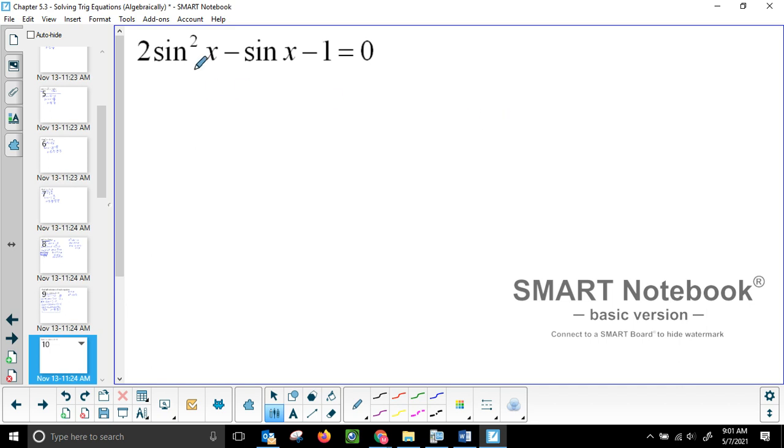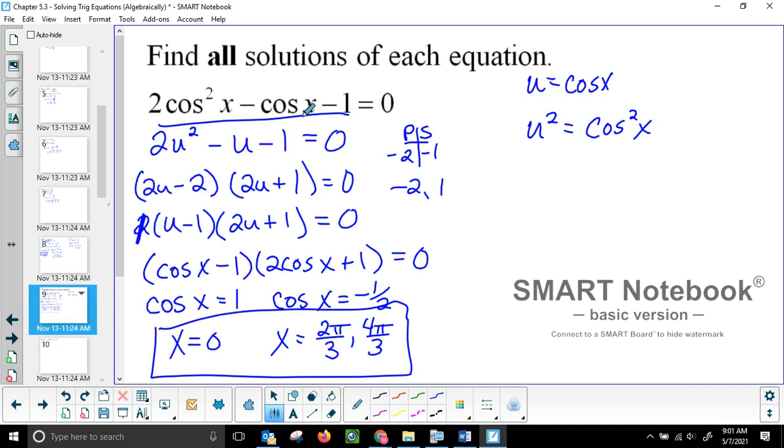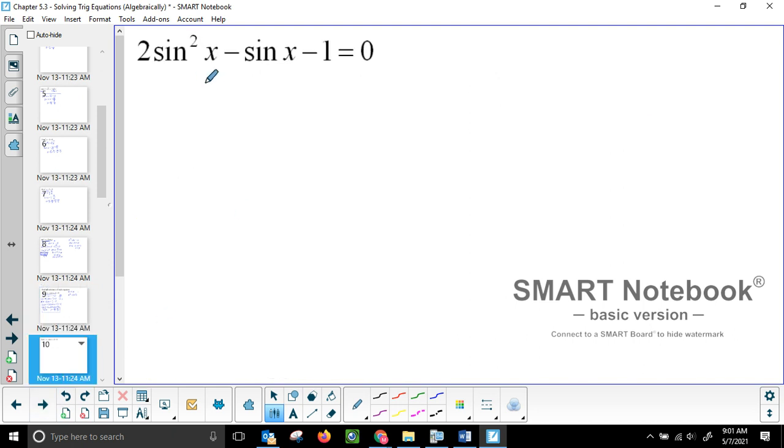Okay, so the nice thing about this equation here is that it's the exact same as this equation here, but just with sines instead, right? So the factorization is actually going to work the same. So of course, if you went through the whole process, that's perfectly fine. We can go ahead and do that.